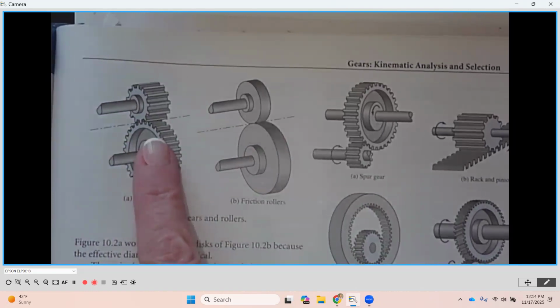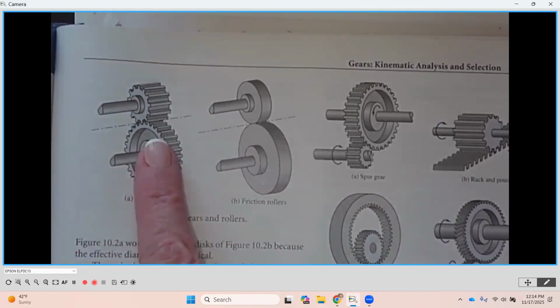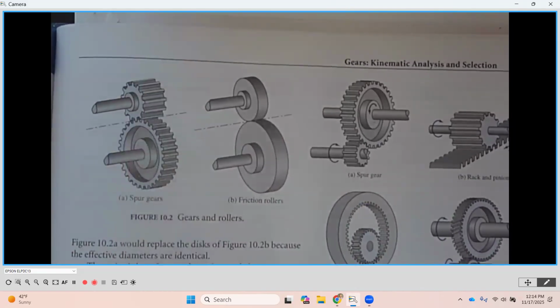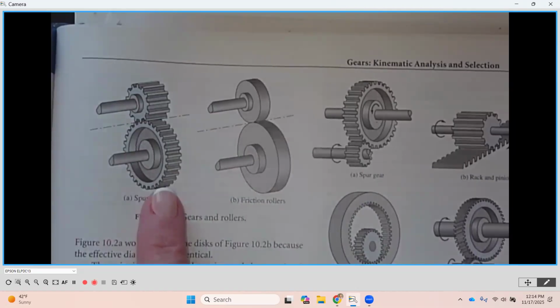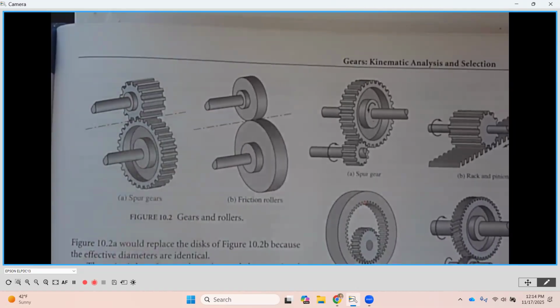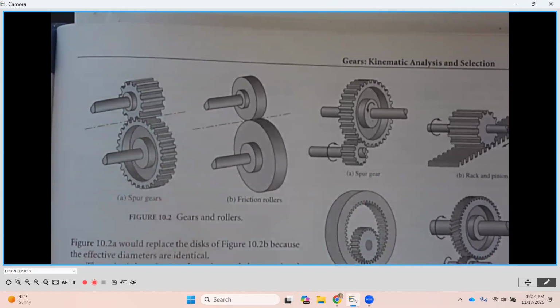This has much more ability to overcome maybe jams in a system, or if something gets real heavy, this can maneuver past that and not slip. Okay, so gears are a really positive means of transmitting that motion and torque from one shaft to another.